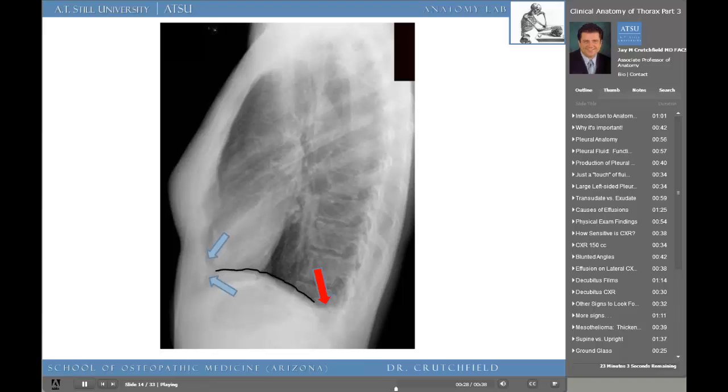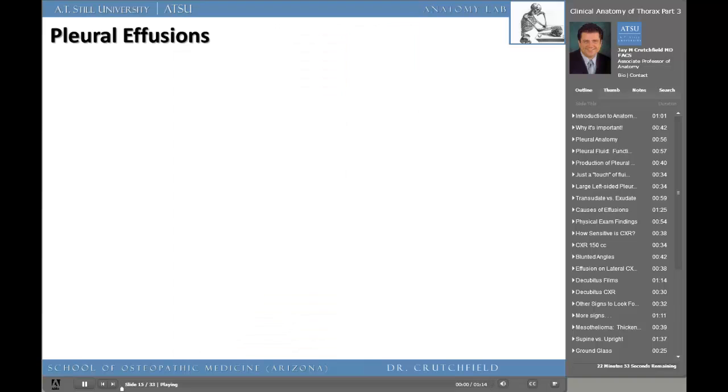So I've just told you that in order for a chest x-ray to show a pleural effusion, we need greater than 150 cc's of fluid. And we just looked at a lateral chest x-ray, which is strongly suspicious that there's more than 150 cc's of fluid.